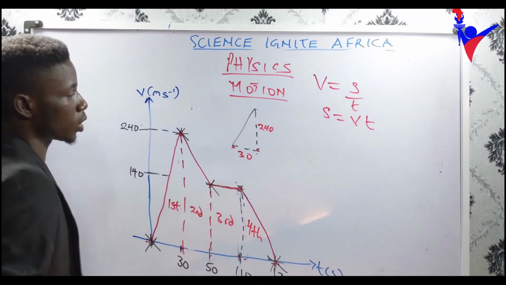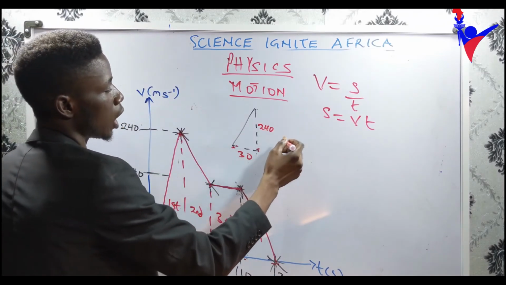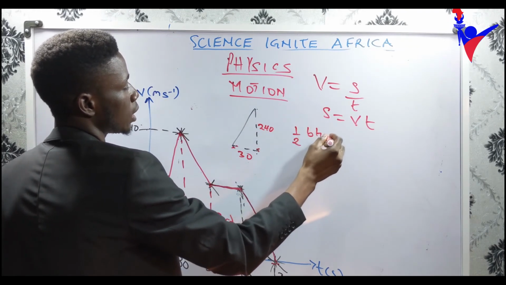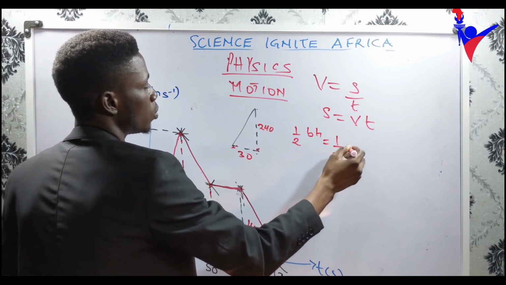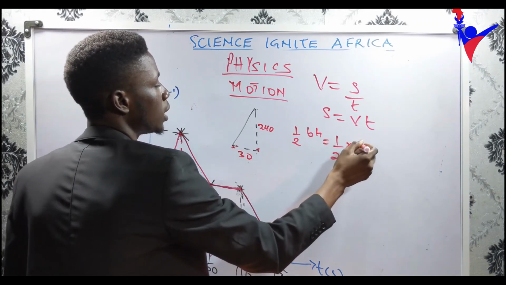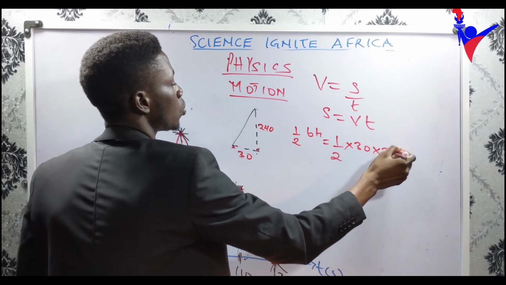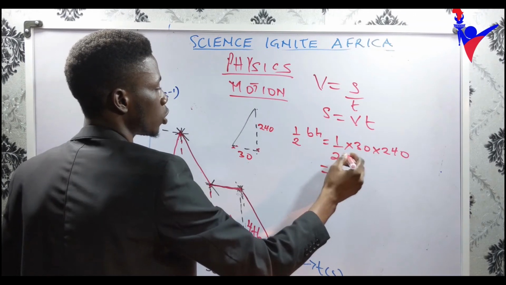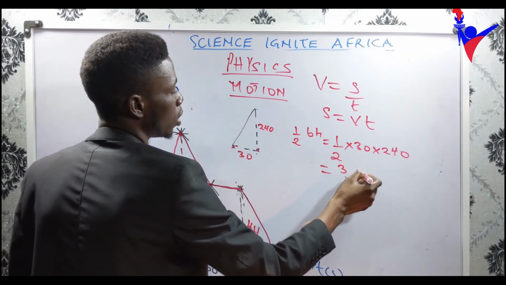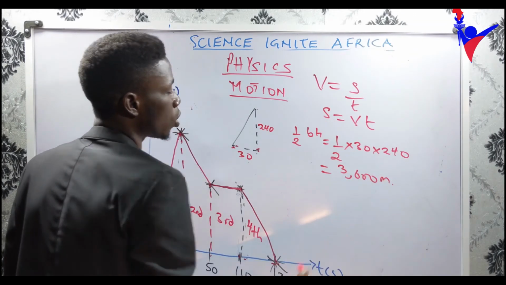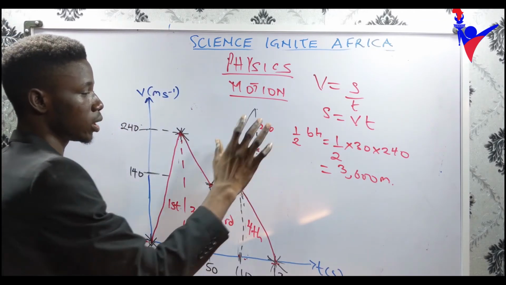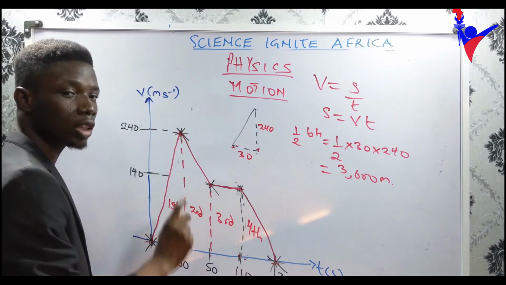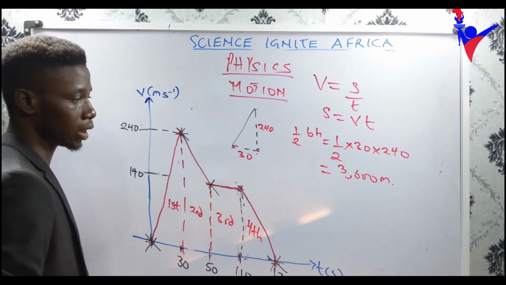So let's find the area of this first. To find the area of this, we just have half base times height, and that will be 1/2 multiplied by, what's our base? Our base is 30 and our height is 240. If you do this very well, half of 240 is 120, and so that will be 3,600 meters. So we can take note of this. This is the distance covered in the first stage, at least from here to here. The distance covered is 3,600 meters.